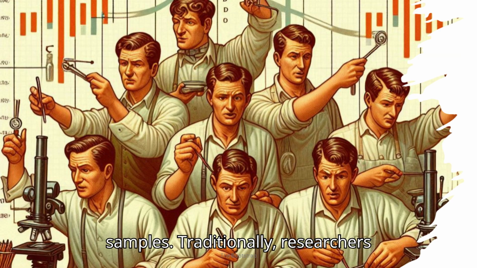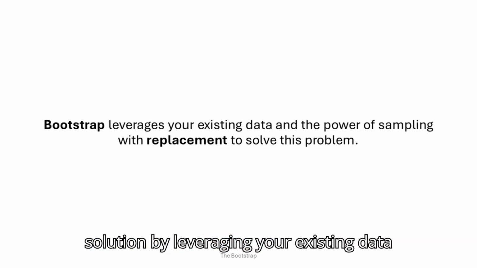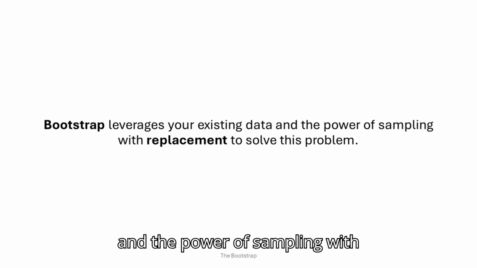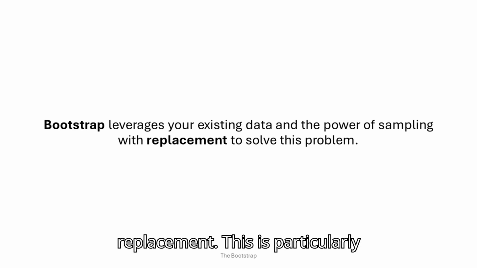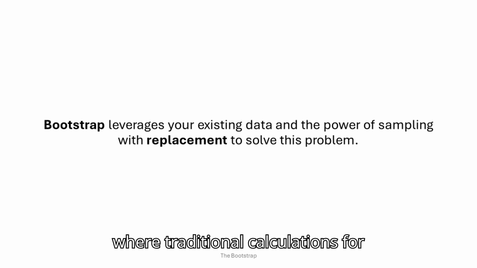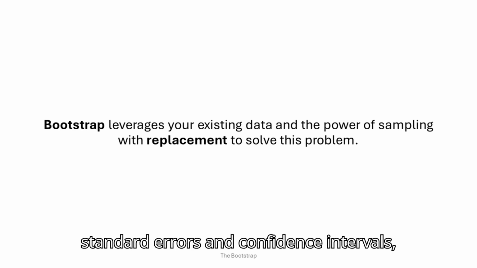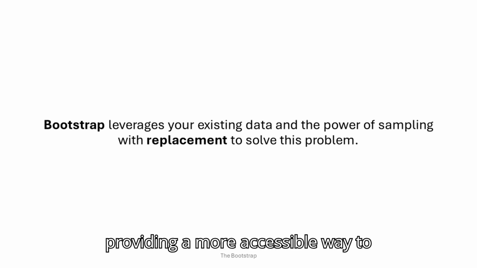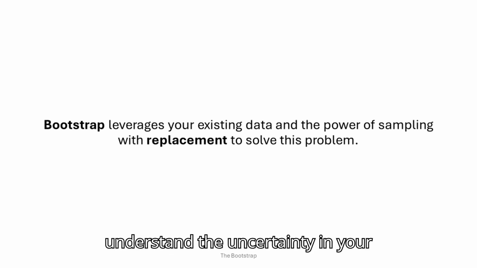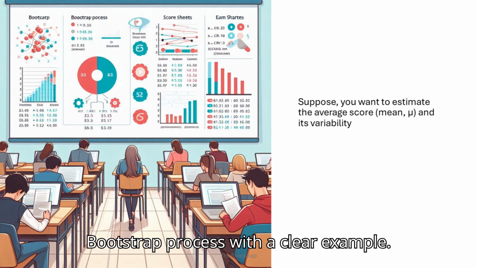Traditionally, researchers might conduct experiments multiple times to assess variability, standard error. But this approach is impractical and time-consuming. Bootstrap offers a solution by leveraging your existing data and the power of sampling with replacement. This is particularly valuable for complex statistical methods, where traditional calculations for standard error become cumbersome. It simplifies the process of obtaining standard errors and confidence intervals, providing a more accessible way to understand the uncertainty in your estimates. Let us illustrate the Bootstrap process with a clear example.